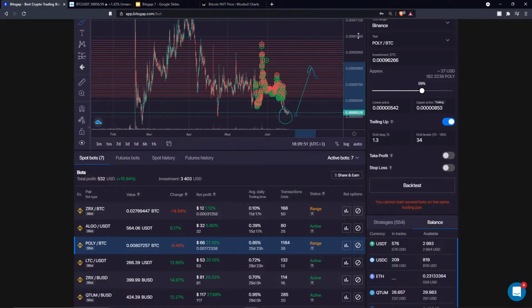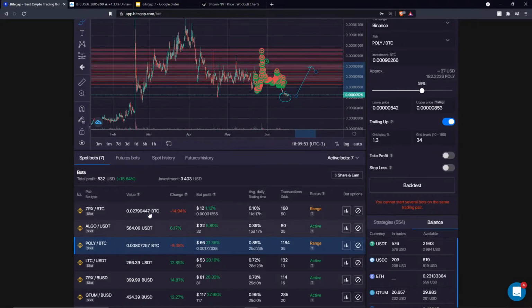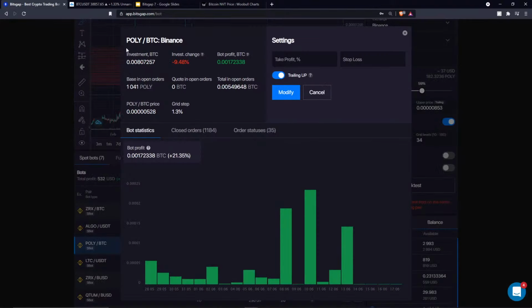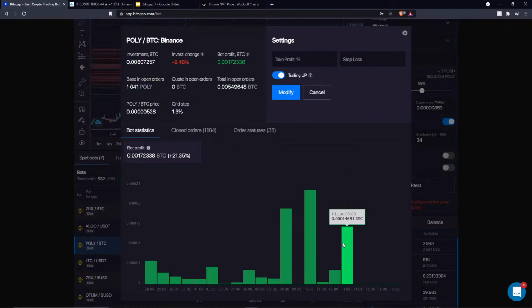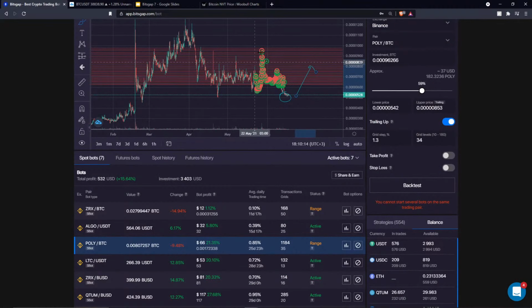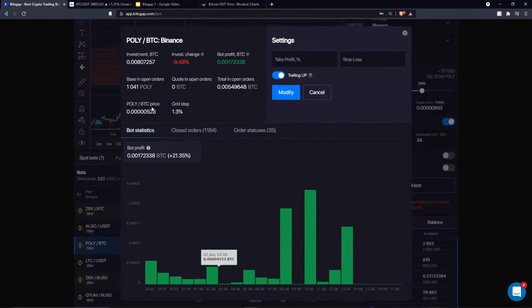But even if it does not bounce off this level, in any case, I'm indifferent because I right now have this amount of polys in my portfolio. And in the midterm perspective, I do believe that the value of poly will appreciate. So for me, that's okay. I mean, if the bot is no longer trading in the direction that I anticipated, at least I have this amount of polys that I would otherwise buy in my hodl portfolio.